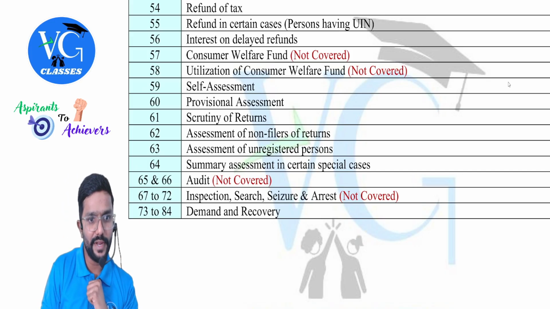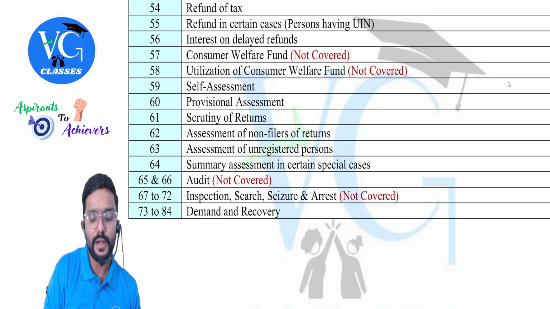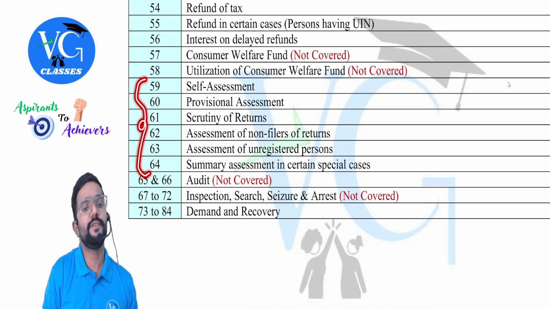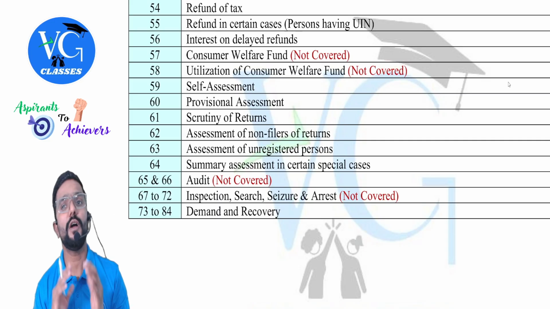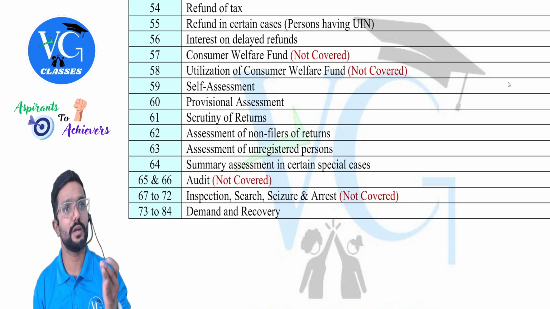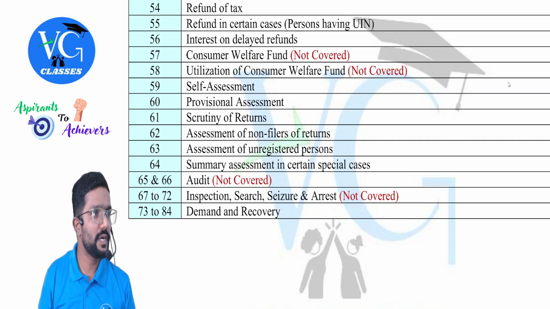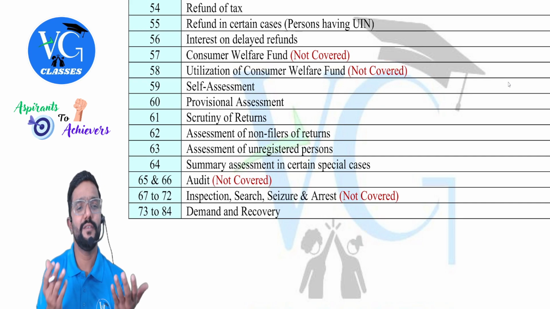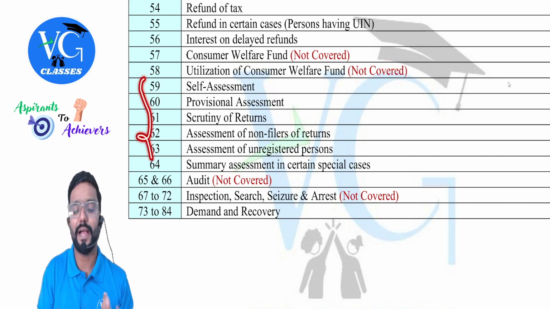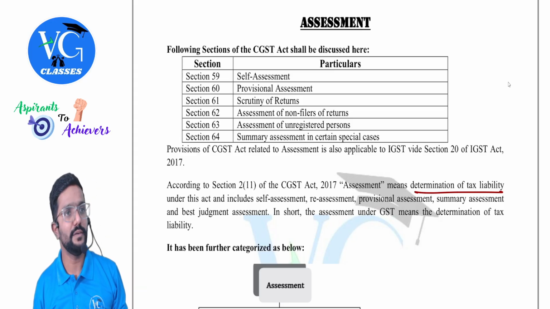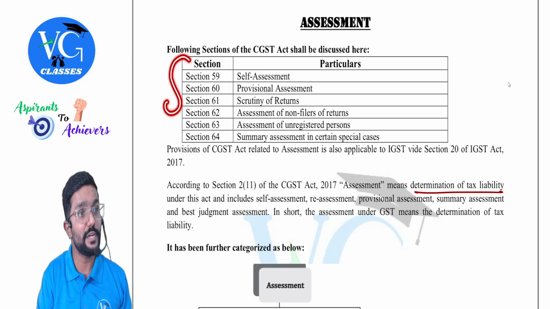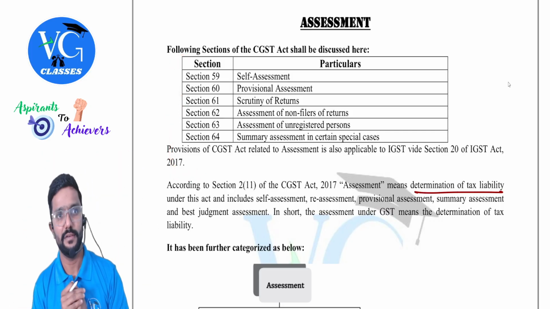Whatever we will be covering in this chapter is from section 59 to 64. I would suggest you remember the section number along with the provision. If not possible to remember the section number, at least remember the provision. I have put it here, whatever section numbers we'll be learning in this chapter. If you remember them in sequence, it becomes easy.